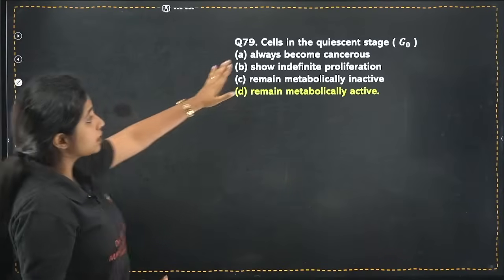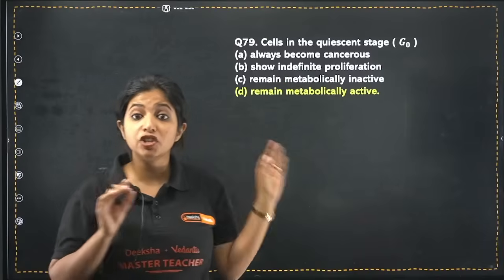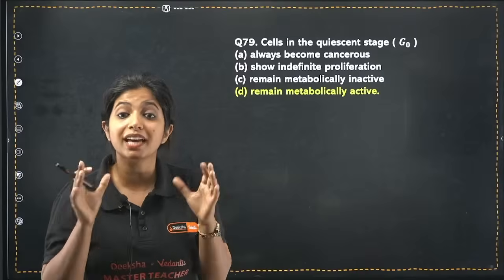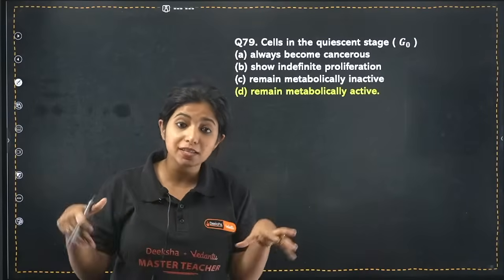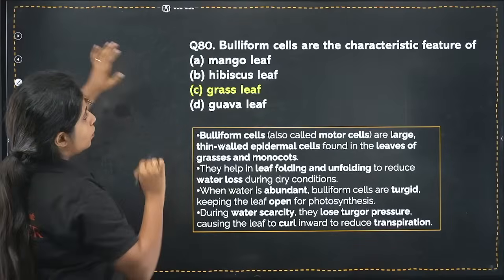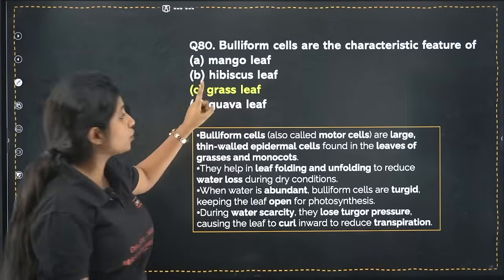Now, cells in the quiescent stage, cells which are in the G0 stage, are not actively dividing, but you need to understand they are metabolically active. Inside the cell, things are ongoing. They are not dividing, but they are metabolically active. Please remember that.